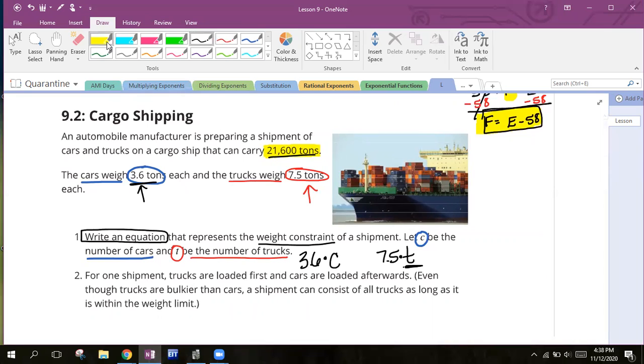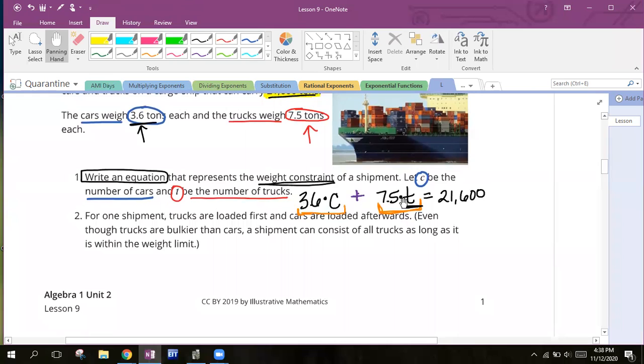So this part is going to tell us the weight of all of our cars. This part is going to tell us the weight of all of our trucks. And if we want to know the total weight, we're going to take those two things and add them together. And once we do that, that's going to equal our weight constraint, which is 21,600. So that is our equation for this problem. We're going to use this equation for the next little bit, so keep that in mind.